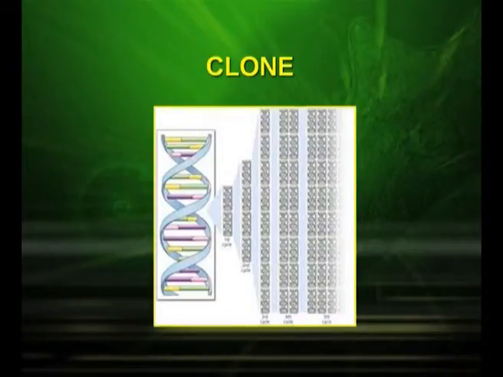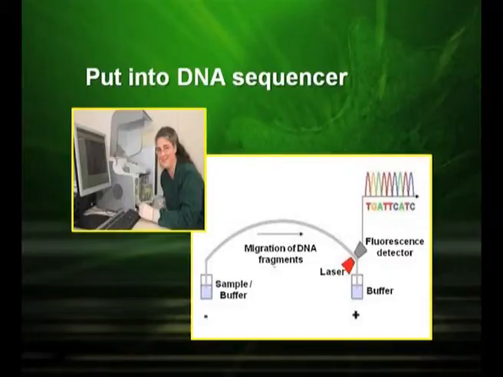After that, the DNA is put into the DNA sequencer. As you can see in the picture, the sample buffer that contains the DNA fragments is passed through a laser, and with the help of a fluorescence detector you can see different graphs, with different colors for the different bases: a red color for T, a yellow color for G, a green color for A. In this way you have a different color and different peaks for the different bases. So, when the DNA fragments are put into the DNA sequencer, you get the base pairs.